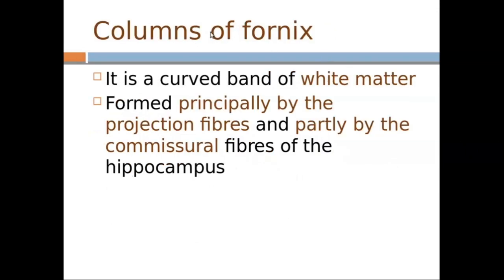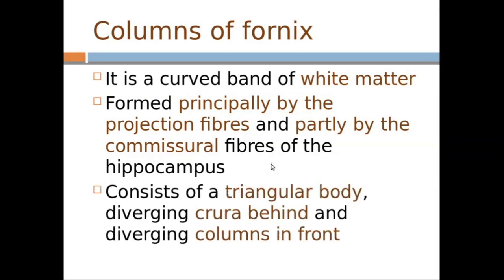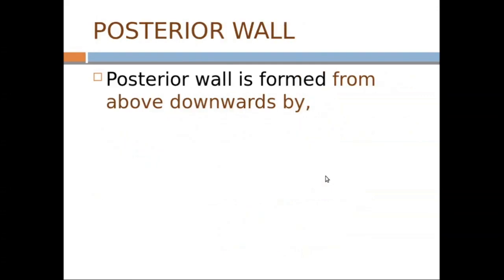Columns of fornix. Fornix is a white matter starting from the hippocampus, formed principally by the projection fibers and partly by the commissural fibers of the hippocampus. It consists of a triangular body, diverging crura behind and diverging columns in front. So this fornix, if it is asked as short notes, you should write it is from the projection and from the commissural fibers of hippocampus, and its shape consists of a triangular body in the middle, diverging crura behind and columns in the front. So we have completed the anterior wall.